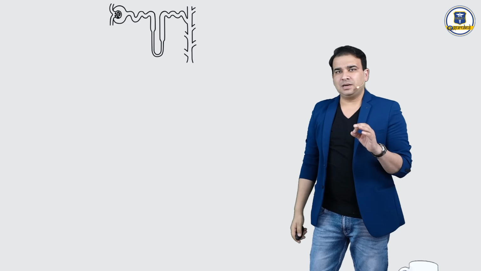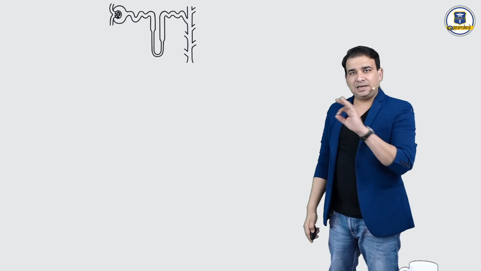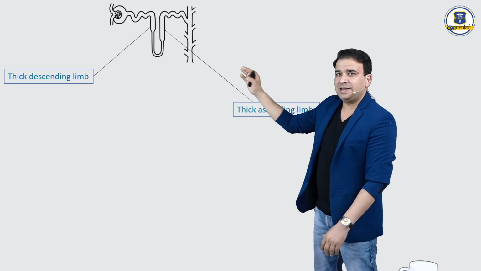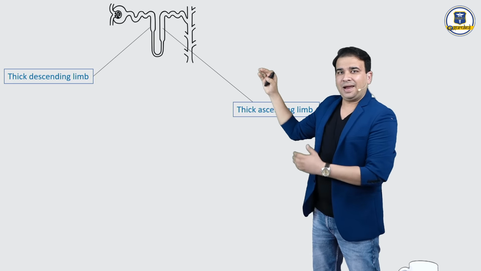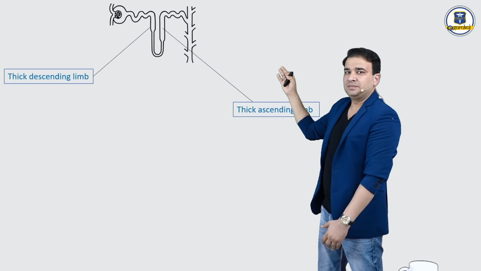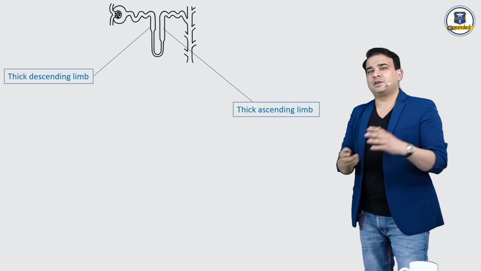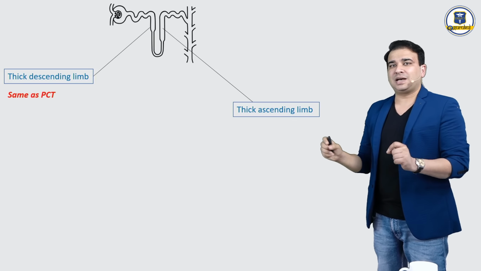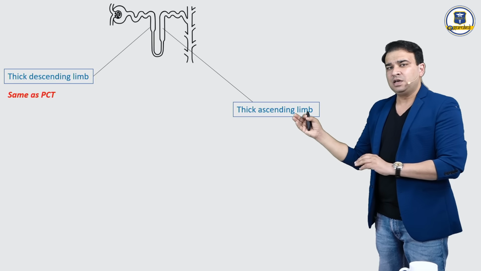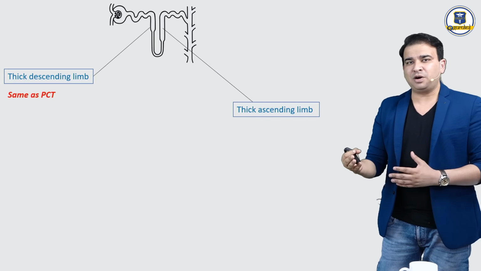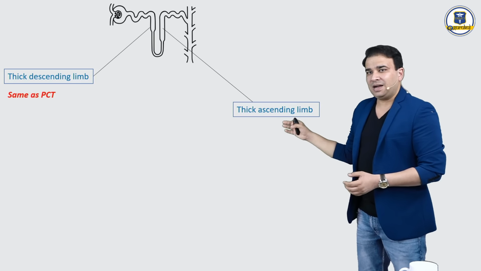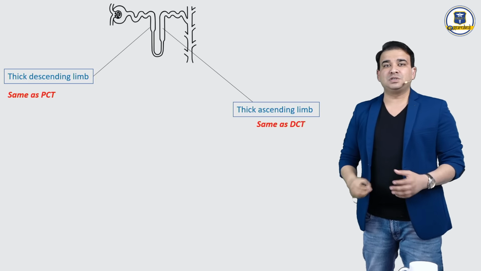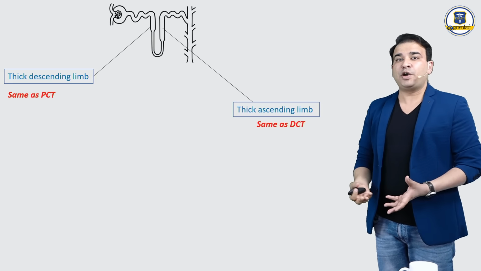So first let's look at the lining epithelium of the thick descending limb and the thick ascending limb. The good thing is thick descending limb is close to PCT and thick ascending limb is close to DCT. So their lining epithelium corresponds to the same. So the thick descending limb of loop of Henle, if the question is asked, the lining epithelium is just like PCT, which is a simple cuboidal epithelium with a brush border. Whereas the thick ascending limb close to the DCT, the lining epithelium is same as of DCT, which is a simple cuboidal epithelium which is devoid of the brush border.